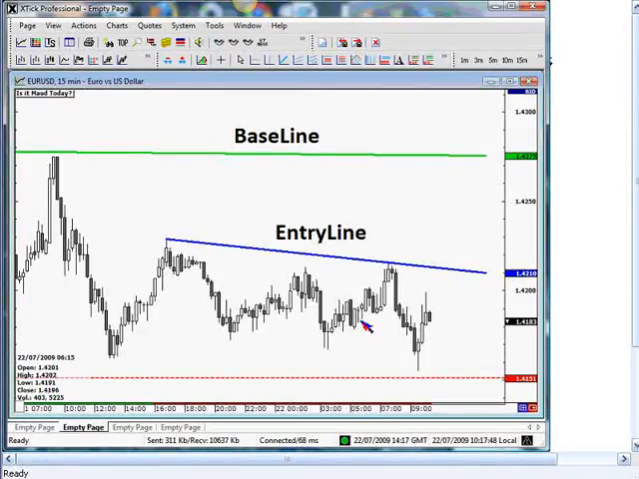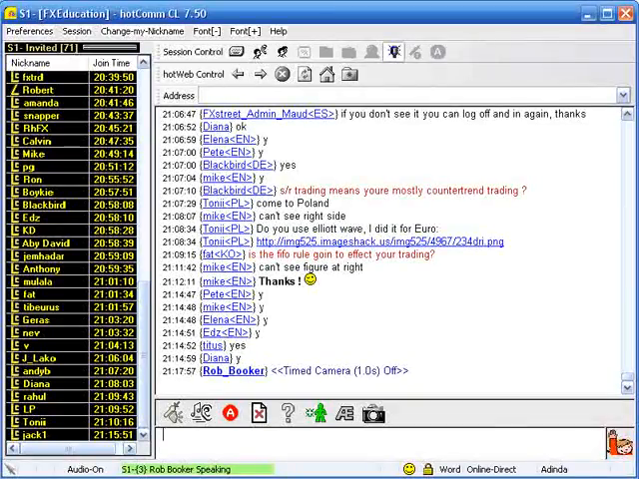Once I have all of these lines set up on my chart, I'm able to plan out my risk to reward and see if it's really worth my time and effort to be in the trade. Are there any questions about that?